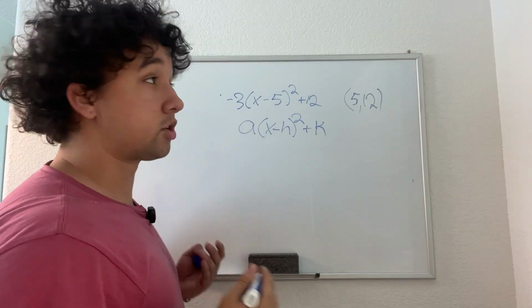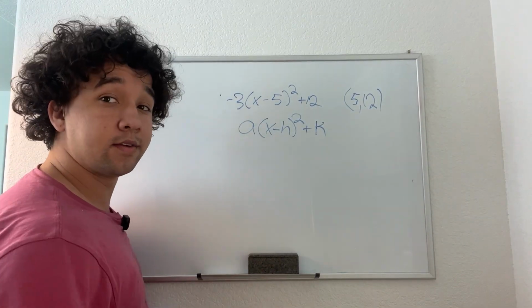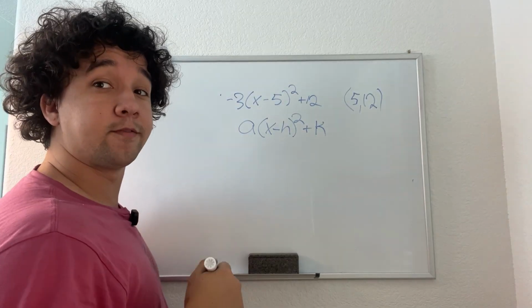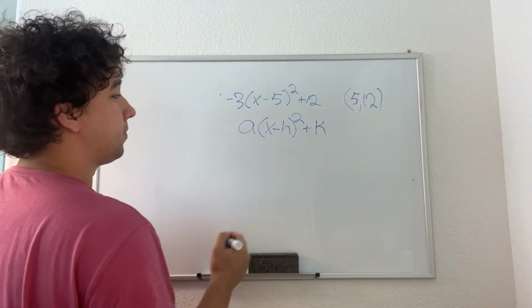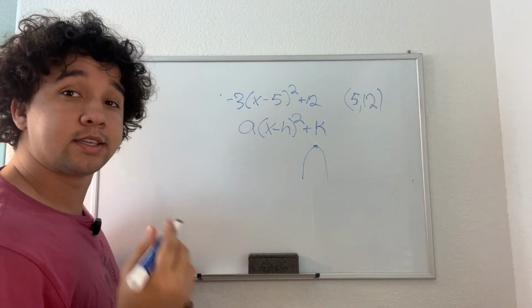Now I gotta figure out, is this graph going up or is it going down? That's my a value. Notice in this case that a is negative. Anytime that value in front is negative, it means it flips the graph over the x-axis, flipping it upside down, meaning my vertex is in fact a maximum. So with that being said, that dictates my range.